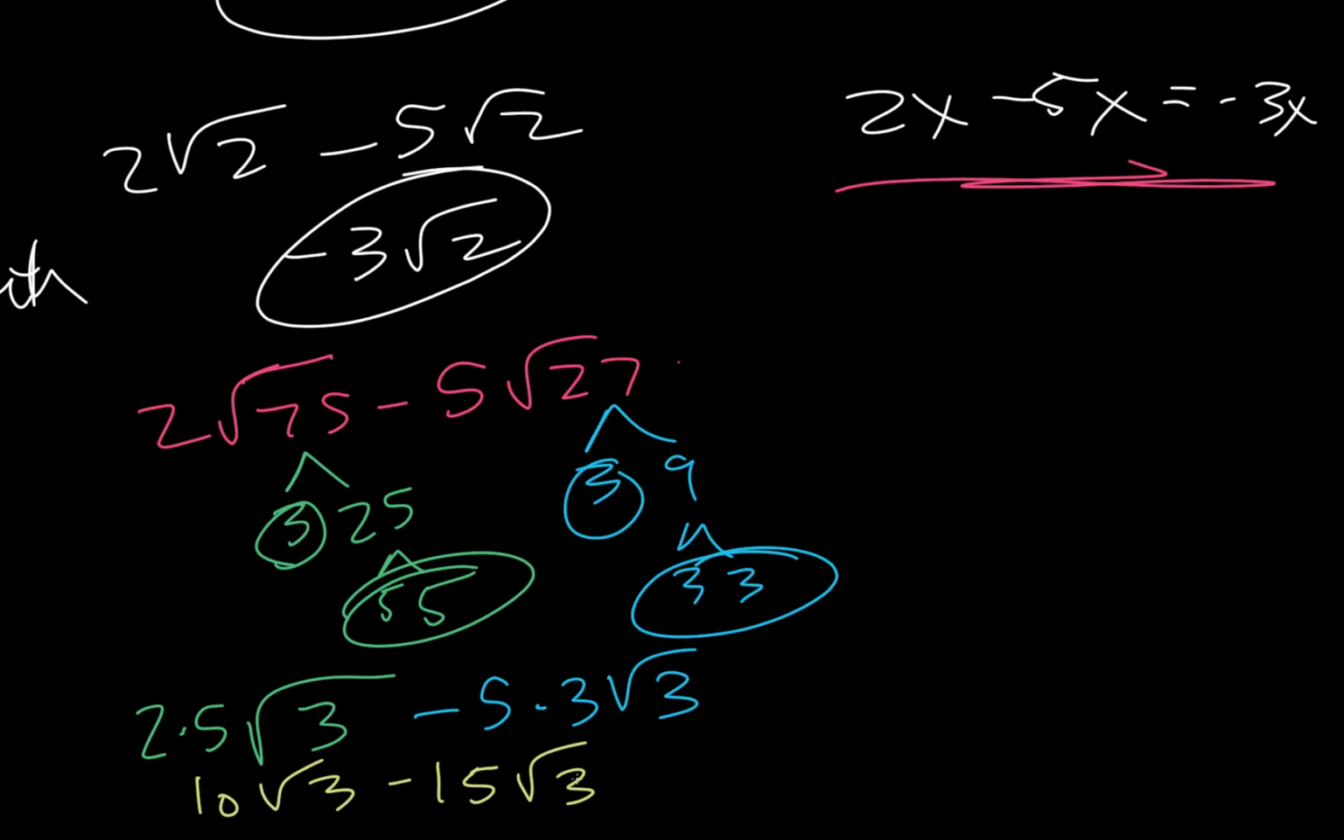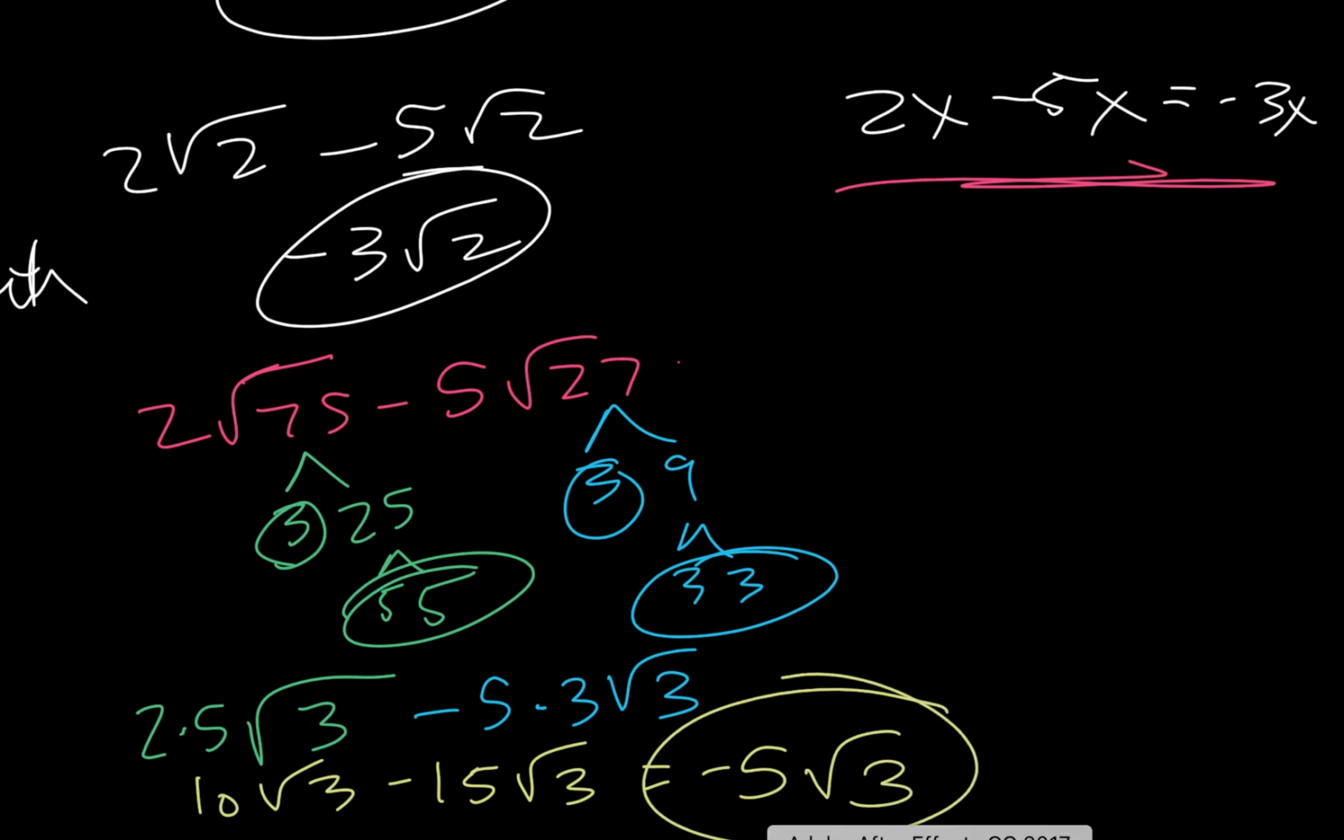Since the number under the radical is the same, we treat it like an x. So it's just 10 minus 15, so that's negative 5, and then put my x, in quotes. And that would be our answer. Okay. Moving on to example 5.